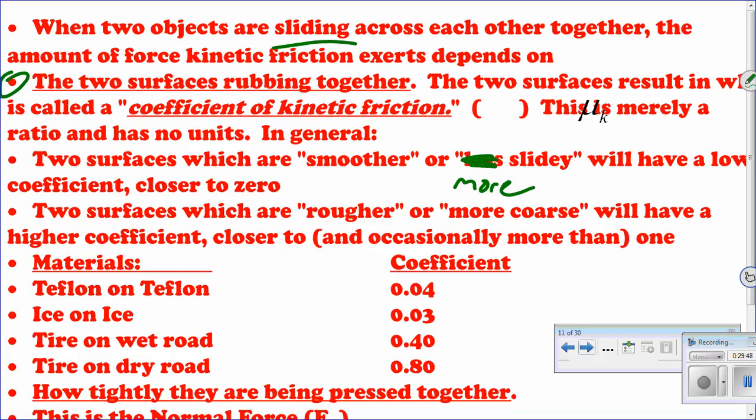So what do you notice about these coefficients, guys? They're the same surfaces that we had on the other slide. They're smaller. In general, the force of kinetic friction and the coefficient of kinetic friction is less than static. That's why if you're driving, once you start sliding, you keep sliding, right?